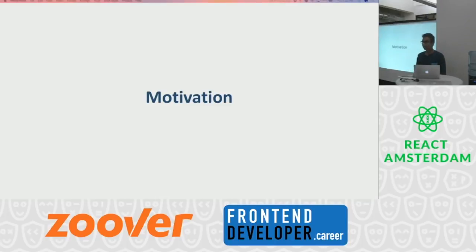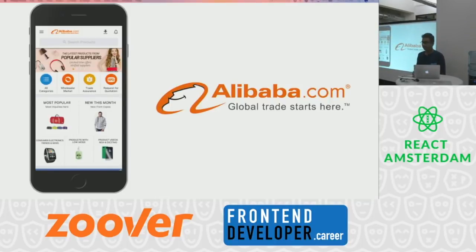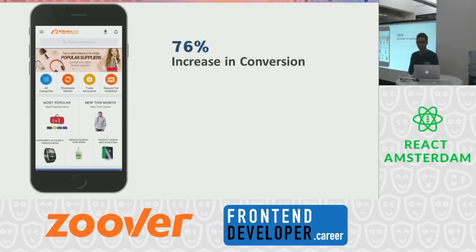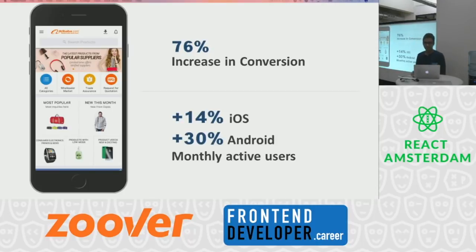Giving a bit of background about why I started. Recently, a few months ago, Alibaba launched their mobile web. It's a PWA mobile web. They had very interesting metrics. One is the conversion. After they launched their mobile web, they had a 76% increase in conversion, which is huge. They also had engagement, with a lot of people actively coming into the mobile web, which is 14% on iOS and 30% on Android.